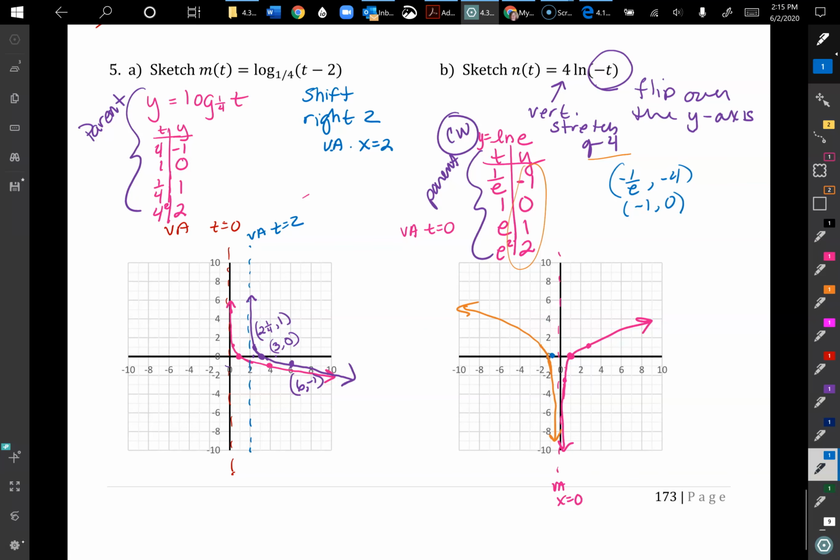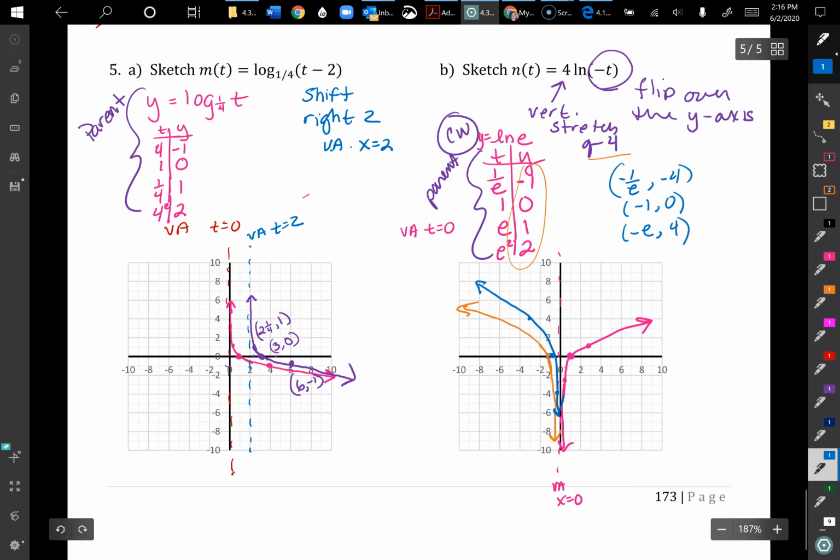1 over e is like 2.7 something. And -4. So I'm kind of more, whoops. That's -1 over e, sorry. And then -4 is down here. And then my other one would be my negative e and my positive 1, which becomes 4. That's what I'm trying to plot here. Negative e would be right about there, and 4. And so then I can draw that in a little better.